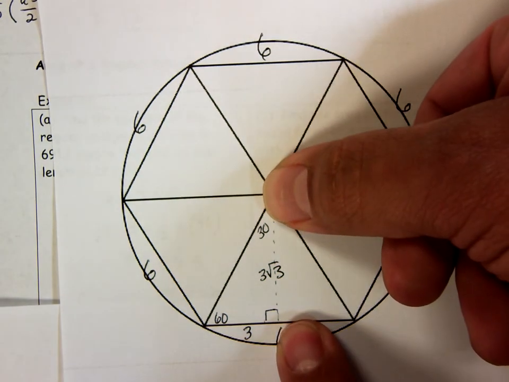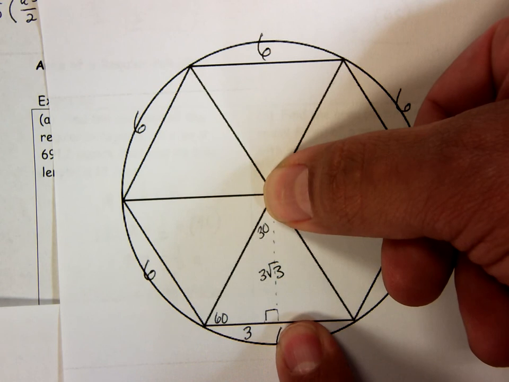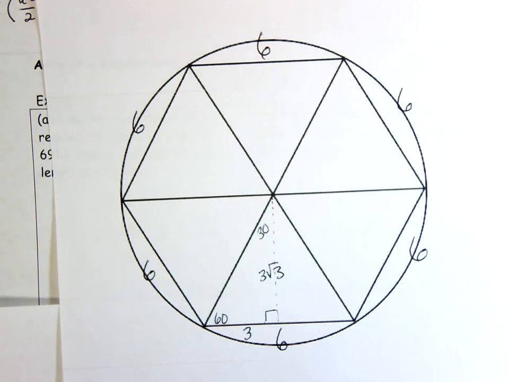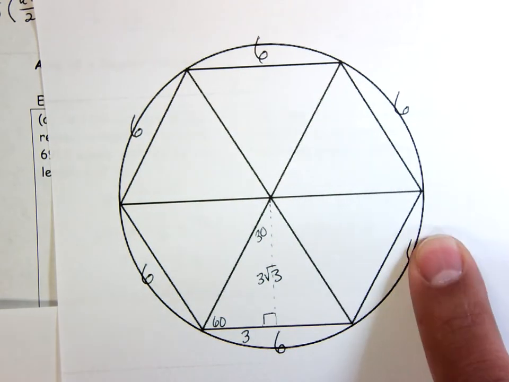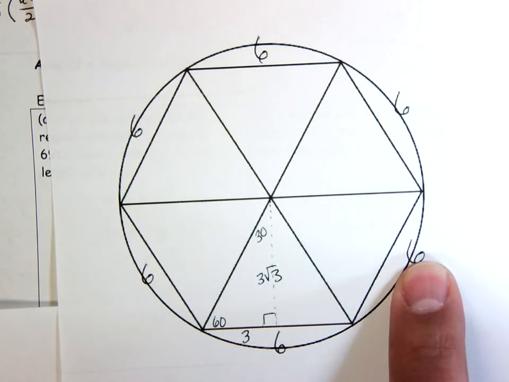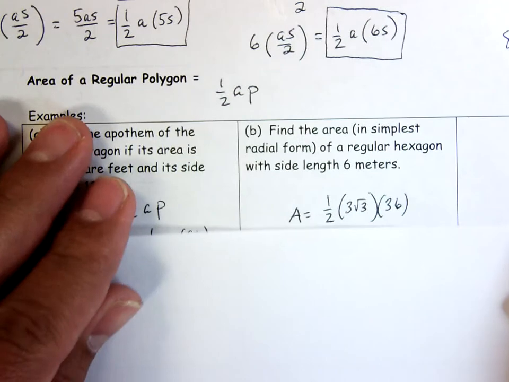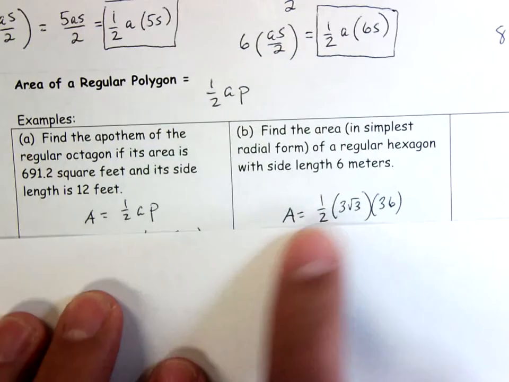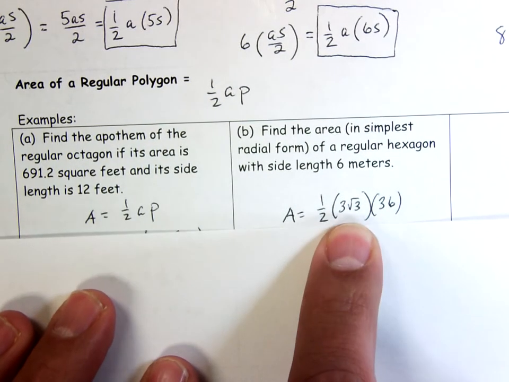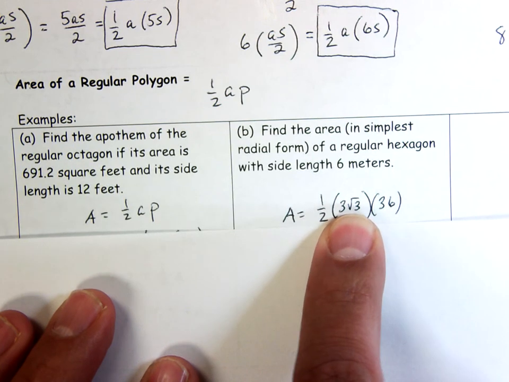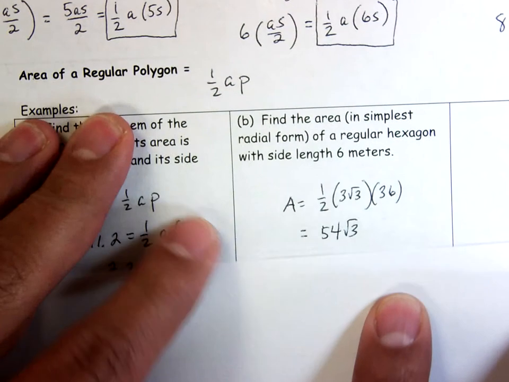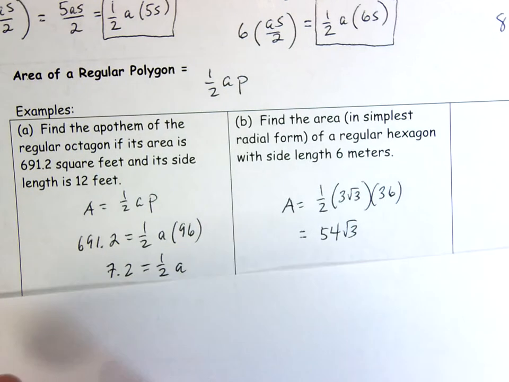So what's going to save me a lot of time? I'm not going to do this every single time. Whenever I have a regular hexagon, whatever my side length is, my apothem is just half of that, times √3. So then I come over here and I plug in. Find the area. Area is equal to 1/2 times the apothem, which I just figured out was 3√3, times the perimeter, which is 36, and I get 54√3. A lot more coming in class.